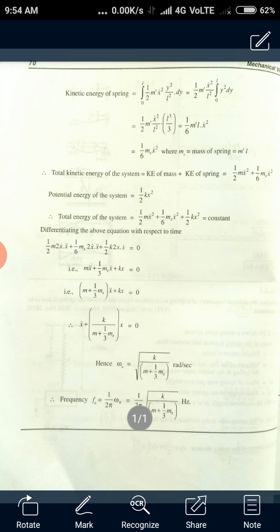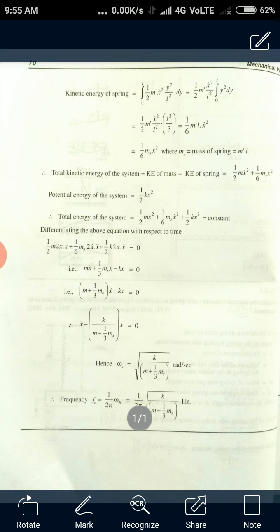Y cube by 3. So substituting the limits, you can write directly L cube by 3. So after simplification, what you can write here? 1 by 6 m dash L x dot square. So 1 by 6 m dash L is nothing but what? Mass of the spring. M dash is what? Mass of the spring per unit length.